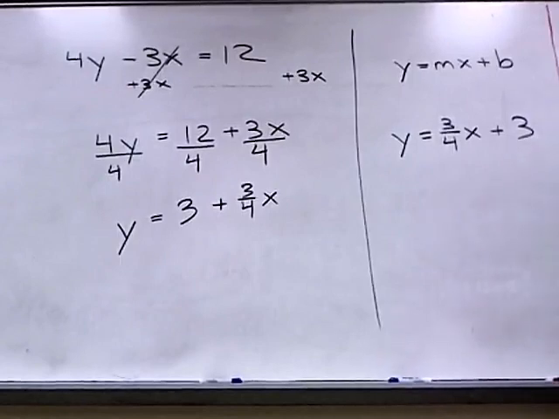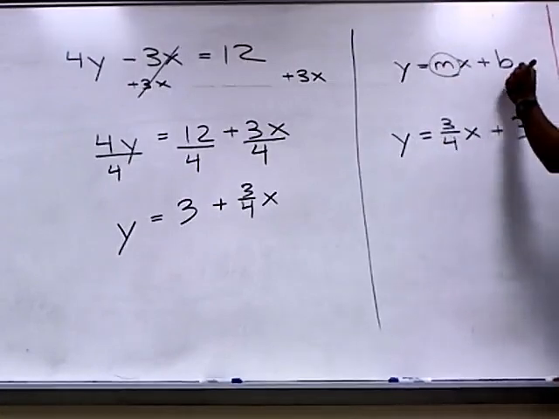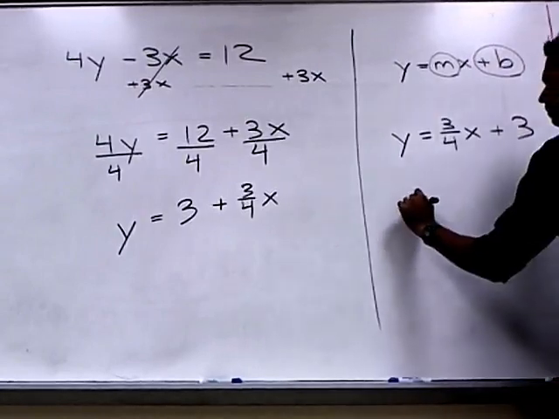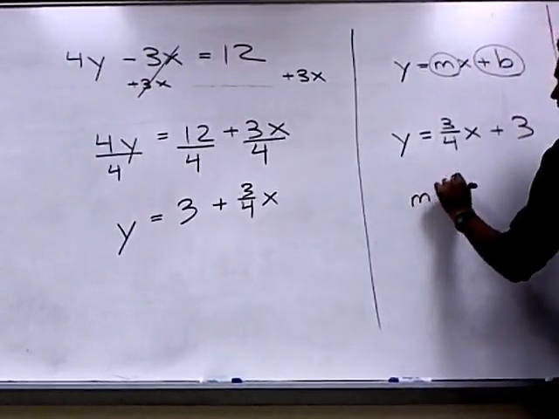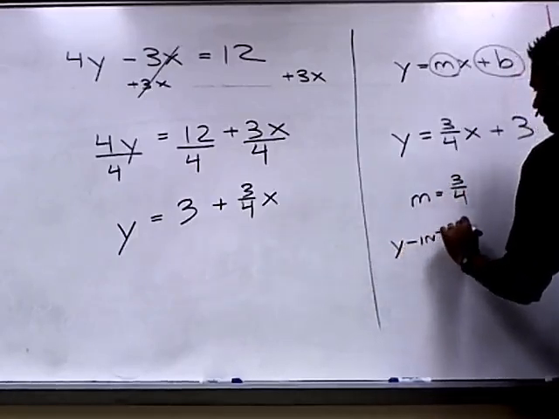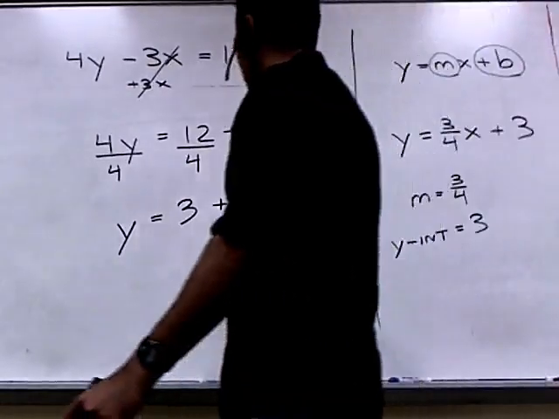And from this, we should be able to identify the slope and the intercept. The slope is always the number in front of x, the coefficient of x, and the y-intercept is always the number by itself. So what's our slope? 3/4. What's our y-intercept? It's 3, right? So I've done 2 of the 3 things I've been asked to do, and now I need to graph it.